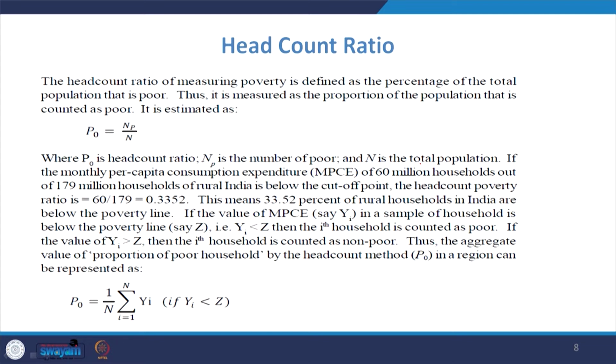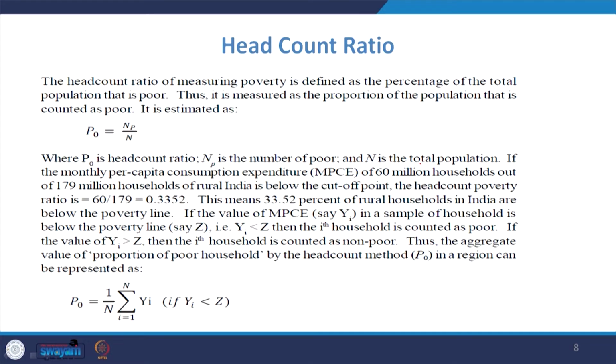For example, if the monthly per capita consumption expenditure of 60 million households out of 179 million households of rural India is below the cutoff point, the head count ratio would be 60 divided by 179, equal to 0.3352. It means that 33.52% of households are living below the poverty line.